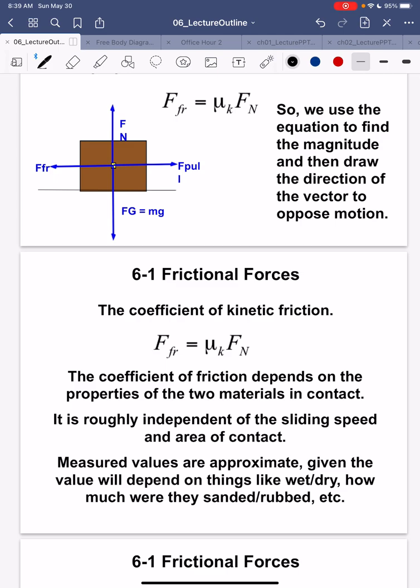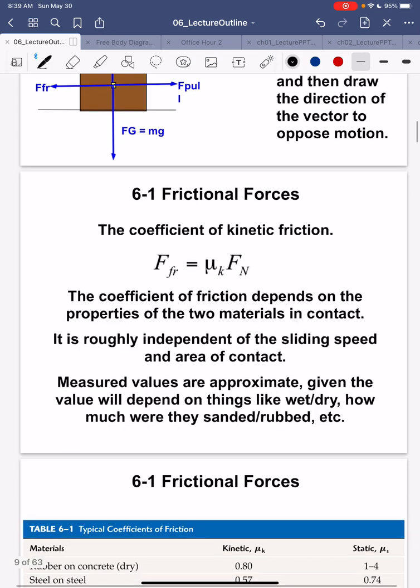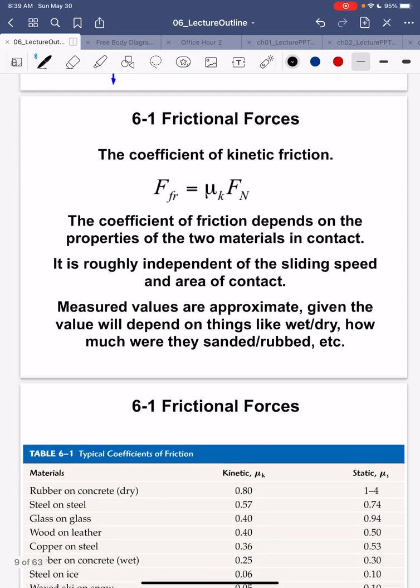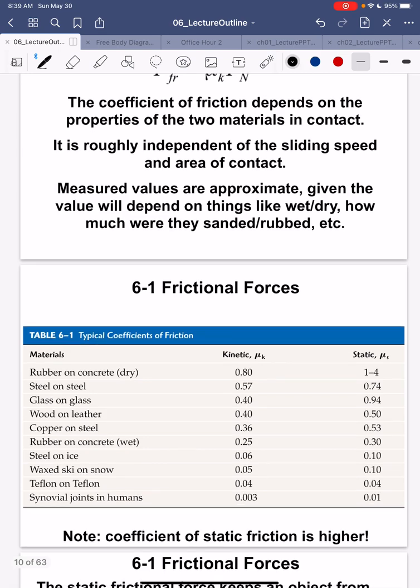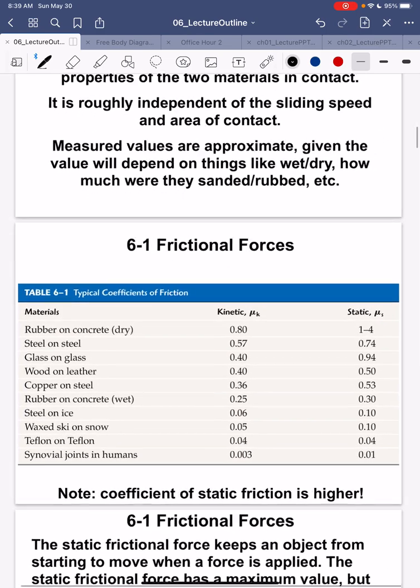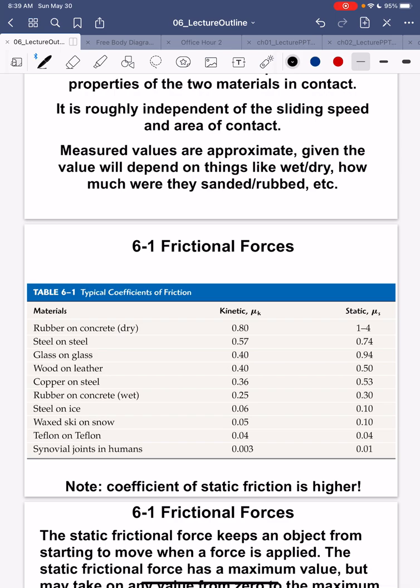It is roughly independent of the sliding speed and area of contact, and we will say the measured values here are really approximate, since the value will depend on things like whether it is wet or dry, and how much the surfaces were sanded using sandpaper or rubbed or whatever. So we will not be able to get exact values.